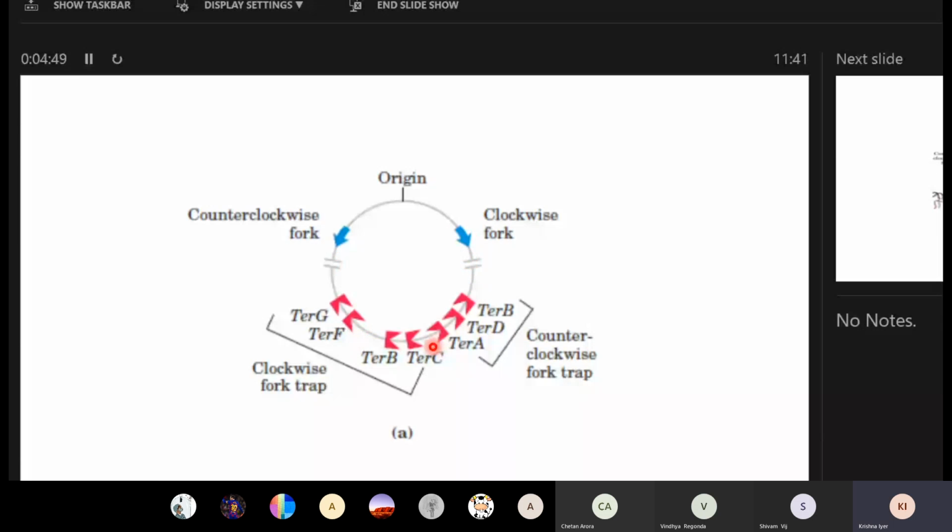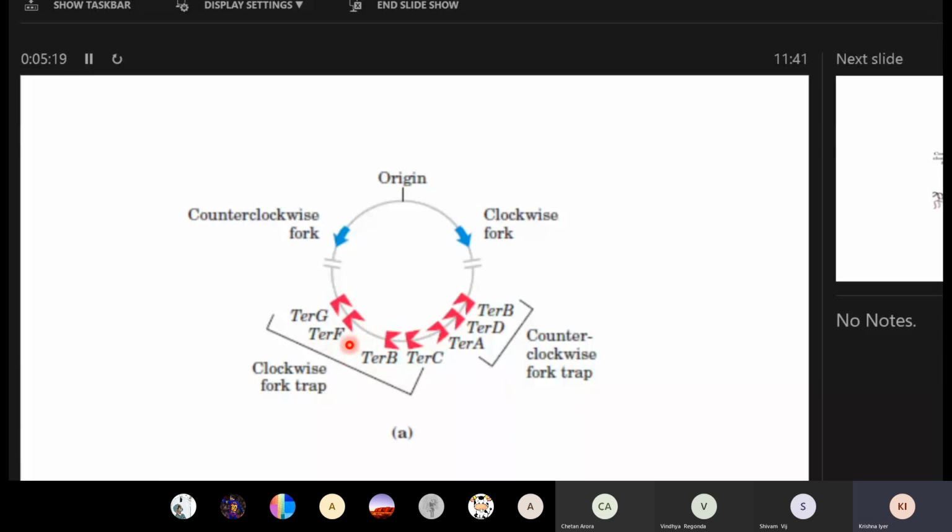And that occurs at this junction, which is called a termination sequence. At the termination sequence, there are a lot of proteins which bind to this junction, and these proteins are basically referred to as TER A, TER B, TER C, and so on and so forth. But what you find in this region is that the DNA tends to be rich in GC.